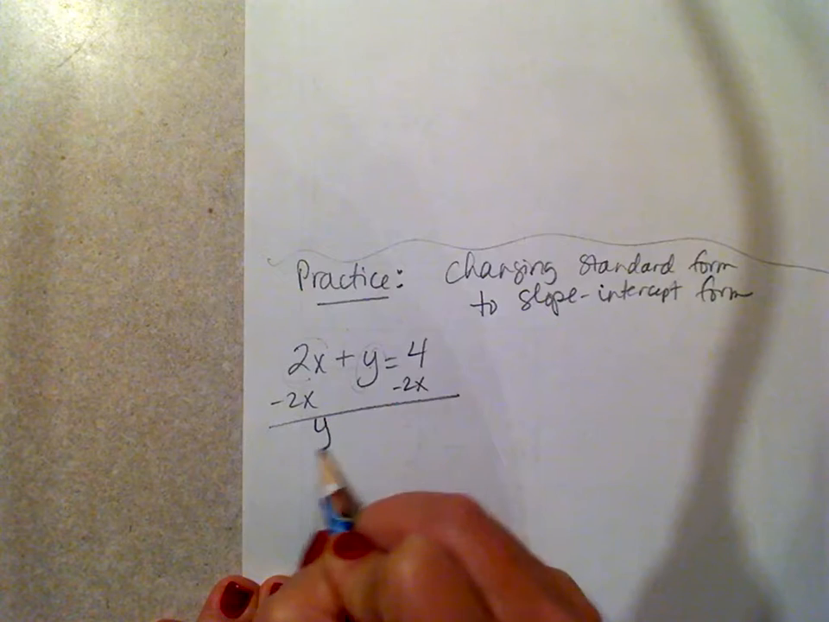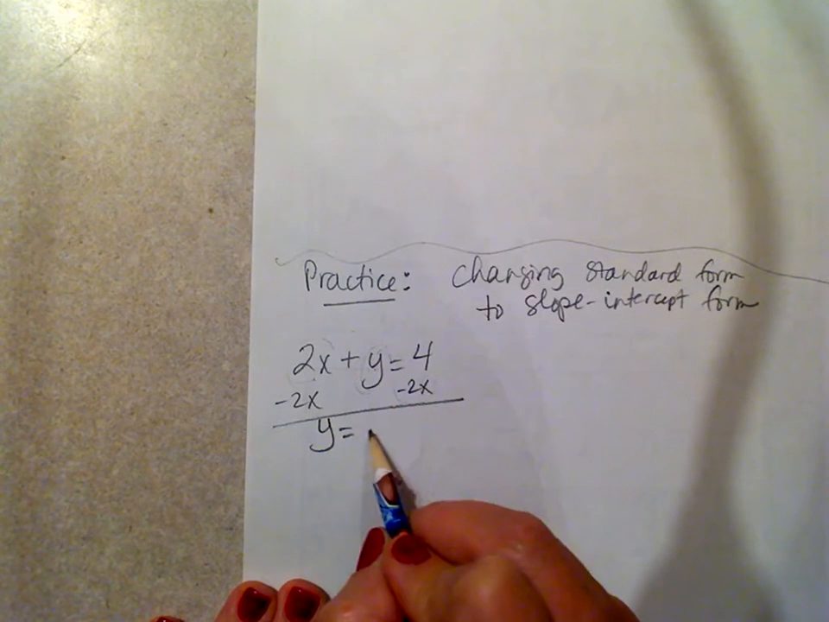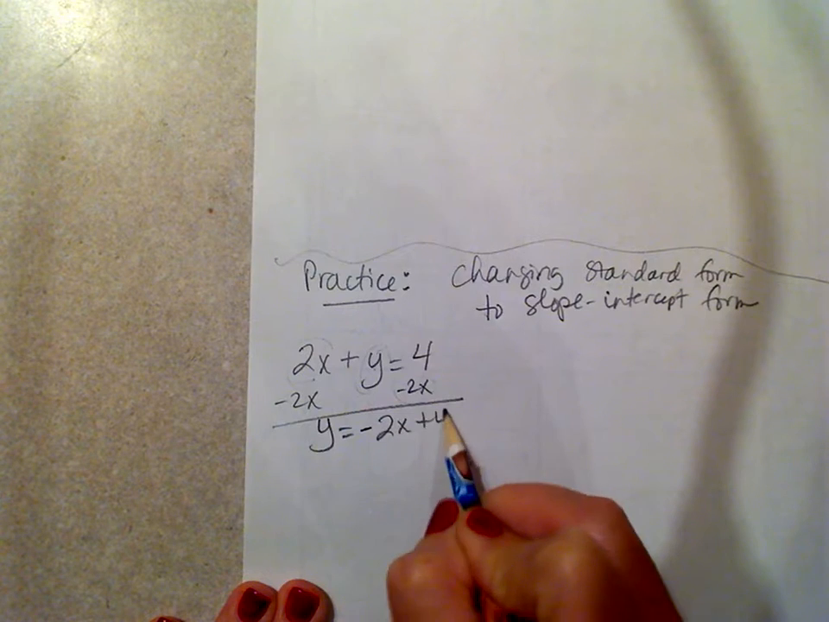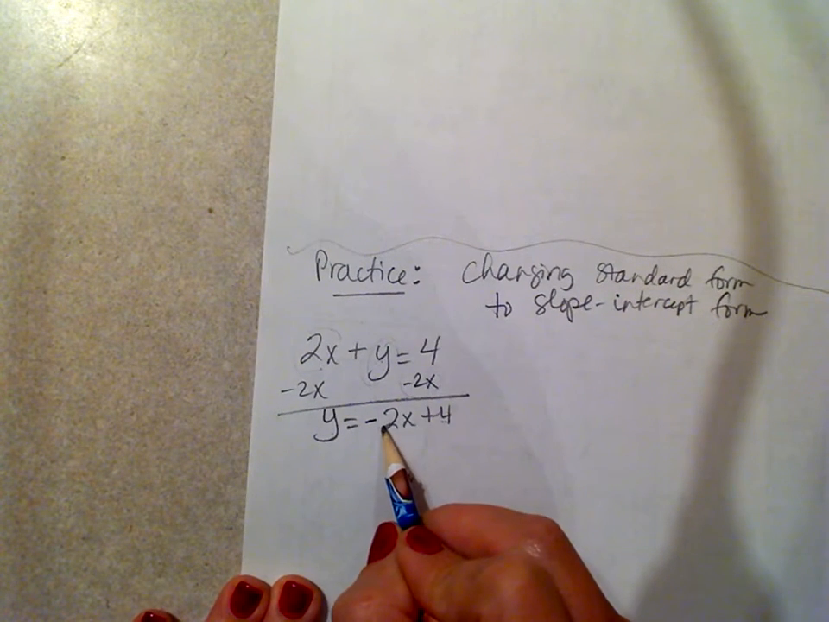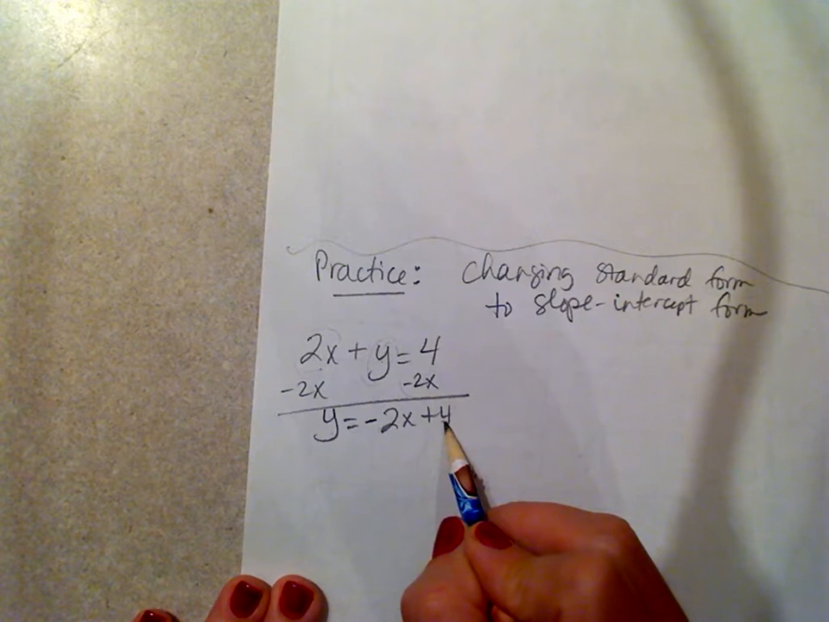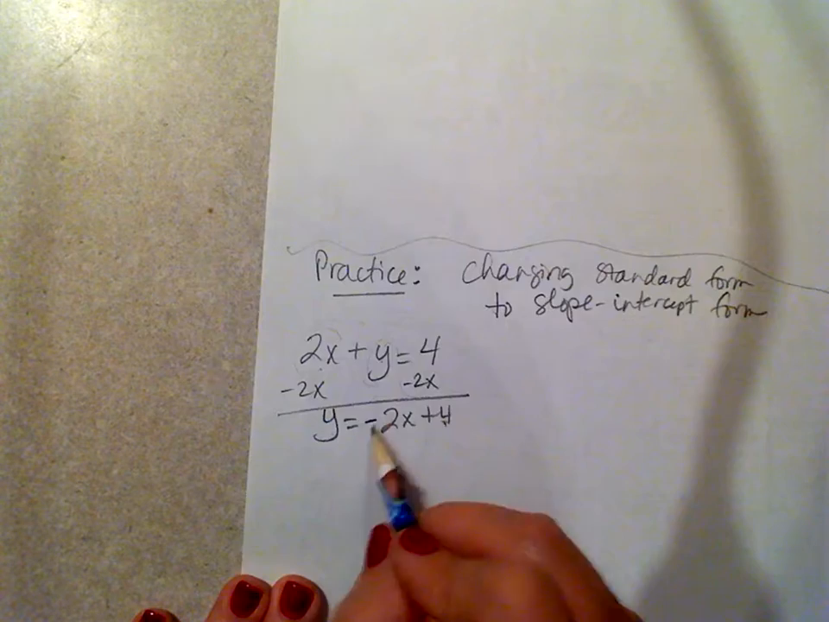Now, remember when we were doing this earlier in the year, I kept saying put that x term first, and now is the reason why. Because now we can put this in slope-intercept form. This is our slope, negative 2, and our y-intercept is 4. So we'll practice graphing these, okay?